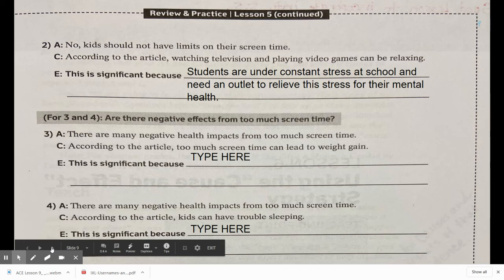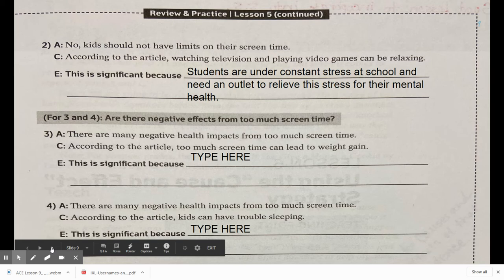No, kids should not have limits on their screen time. According to the article, watching television and playing video games can be relaxing. Now I have to tie it all together. I have to explain why watching television and playing video games can be relaxing should mean that kids should not have limits on their screen time. So I write, students are under constant stress at school and need an outlet to relieve this stress for their mental health. So I tie it all together by saying that kids shouldn't have limits on their screen time because it's important for them to relax for their mental health.